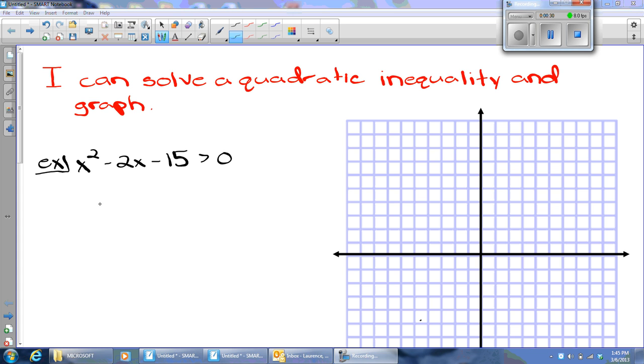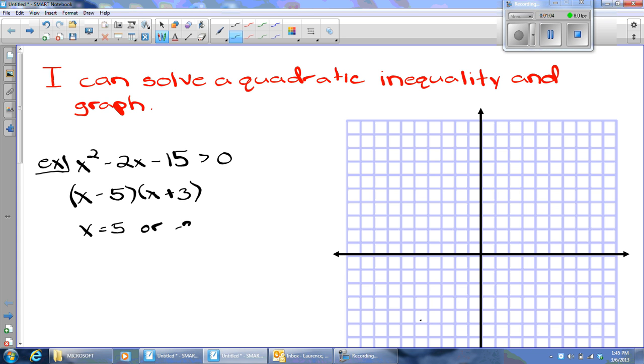So the first thing we have to do is find the roots and find the vertex and then graph it just like normal. So we could either factor or we can use the quadratic formula. This one I'm going to factor. When you factor you get x minus 5 and x plus 3. So we're going to solve these and our roots we get x equals 5 or negative 3.